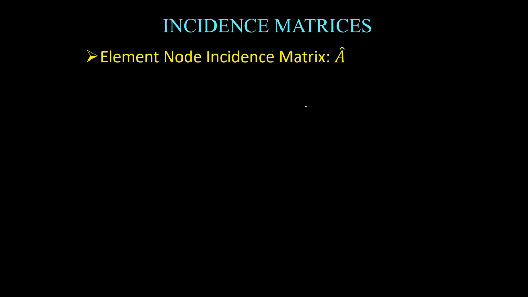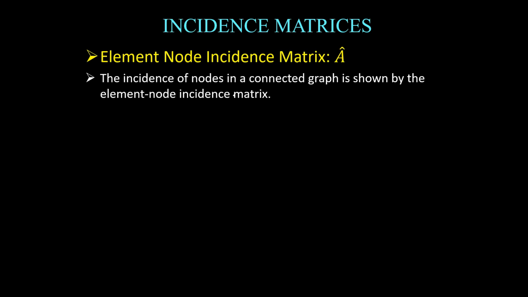Now with respect to our element node incidence matrix, the size of the A cap matrix is nothing but E cross N. Now let us see what points we need to consider while forming the element node incidence matrix. The incidence of nodes in a connected graph is shown by the element node incidence matrix. As the name suggests, incidence means meeting. What is meant by the incidence of the nodes?